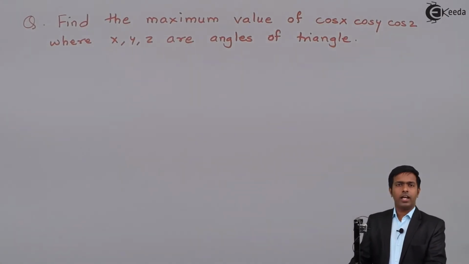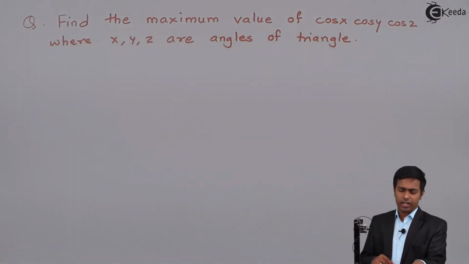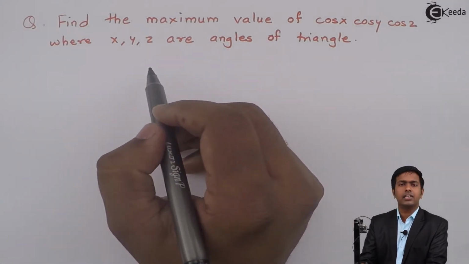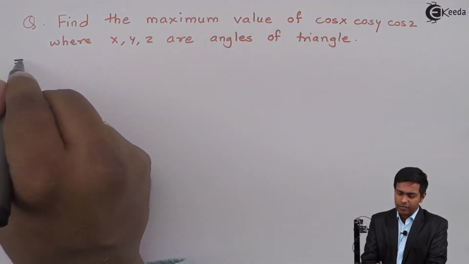But for that we want the function in terms of x and y. It means we want a function of x and y. But if you observe here, we have a function of x, y and z. So first of all, I'll try to convert this function of x, y and z into a function of x and y only. For that I'll use the given condition. Here it is said that x, y, z are the angles of a triangle.